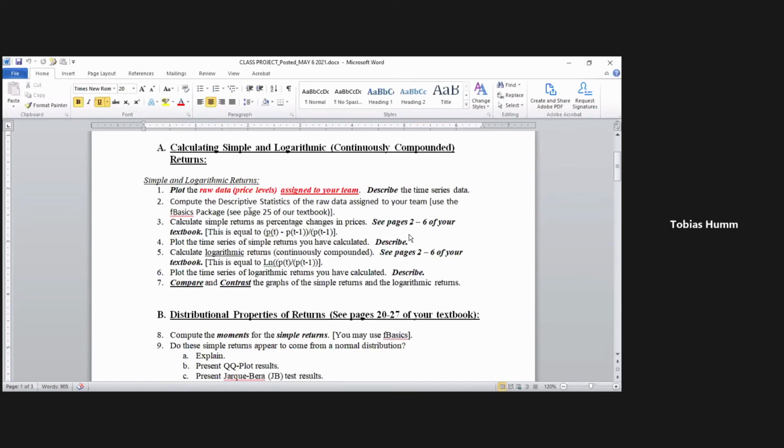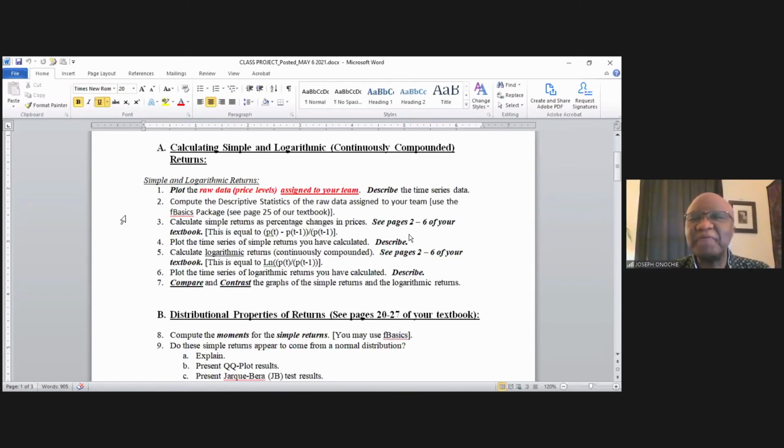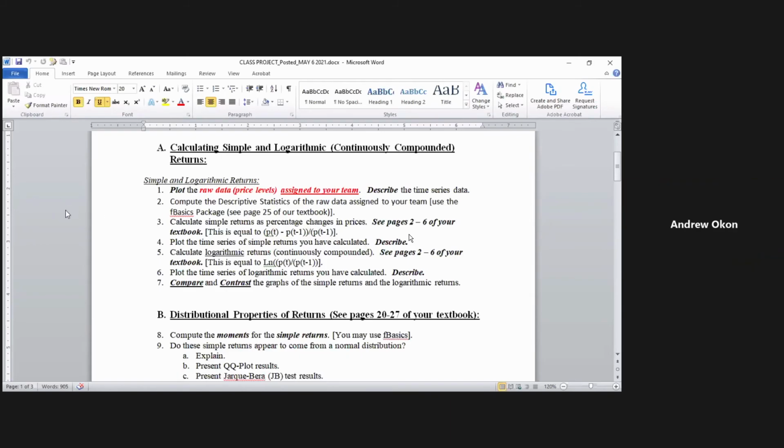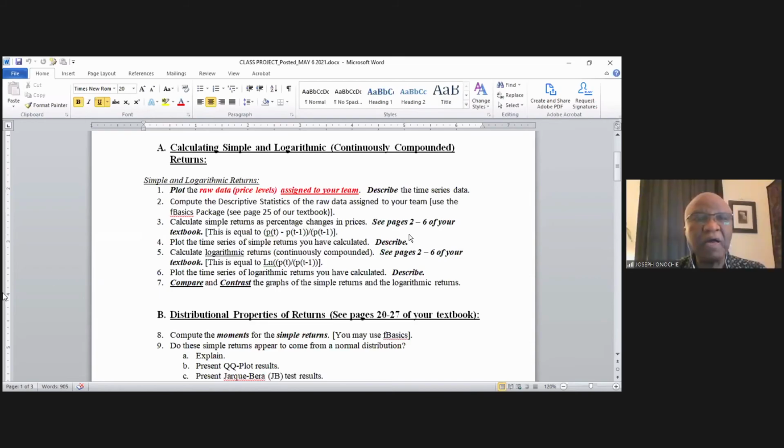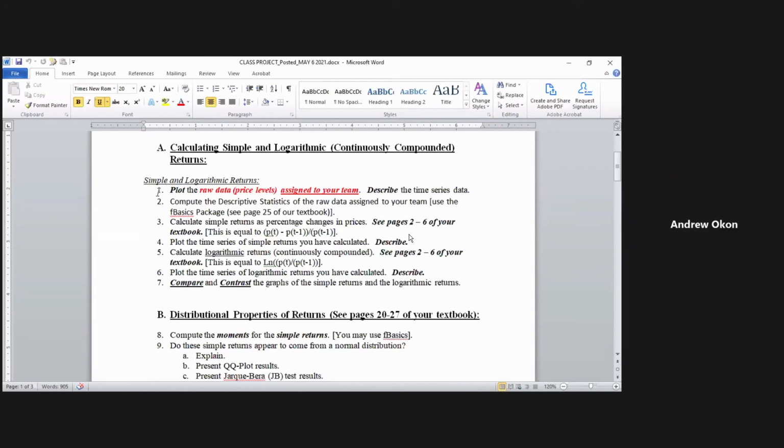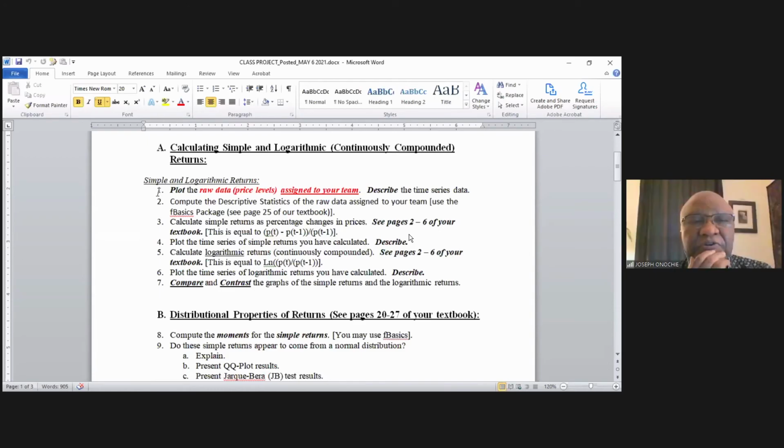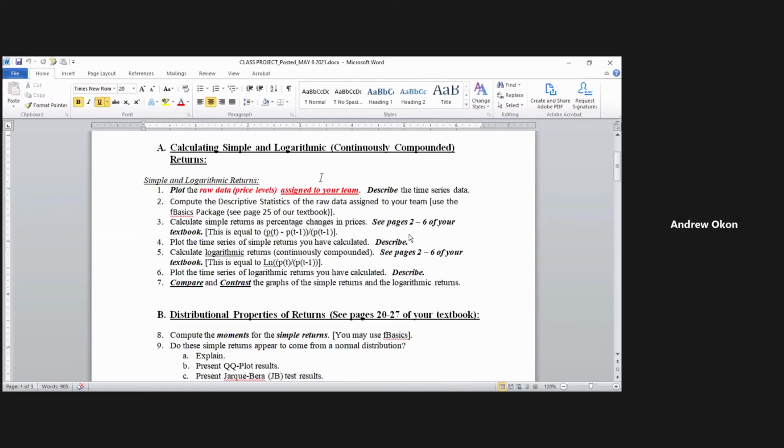Awesome. Andrew, you're clapping for me. Why? Hey, I have a question. Can we use any stock? It wasn't really that clear. No. Hey, look at the first line of this project. Raw data prices. Use the raw data price level. What did I underline? Assigned to your team.